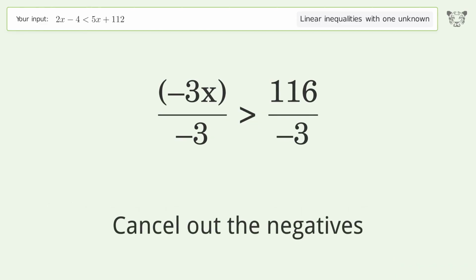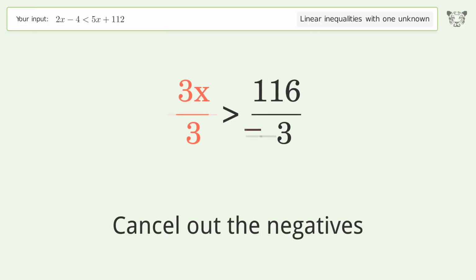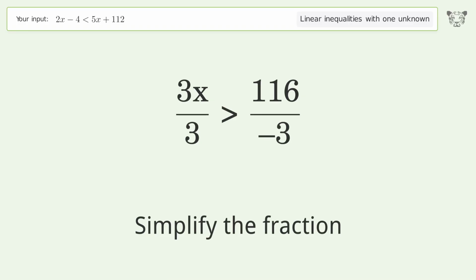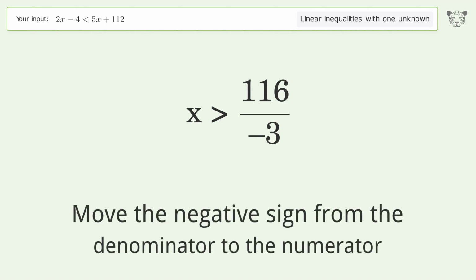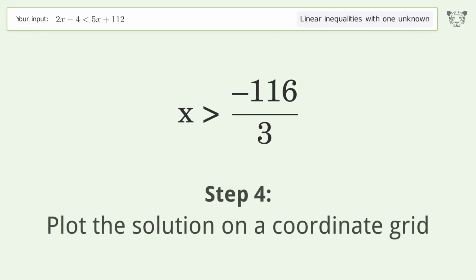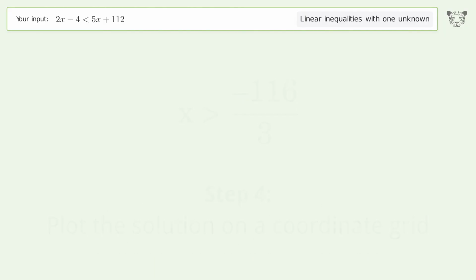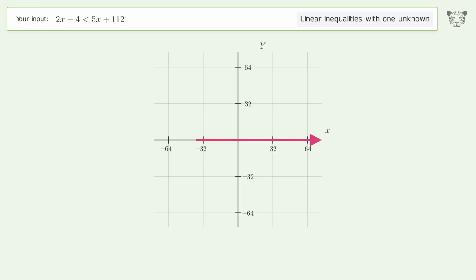Cancel out the negatives. Simplify the fraction. Move the negative sign from the denominator to the numerator. Plot the solution on a coordinate grid. And so the final result is x greater than negative 116 over 3 greater than negative 382 over 3.